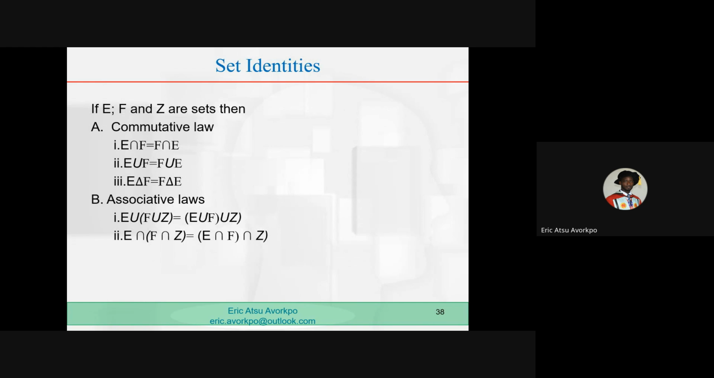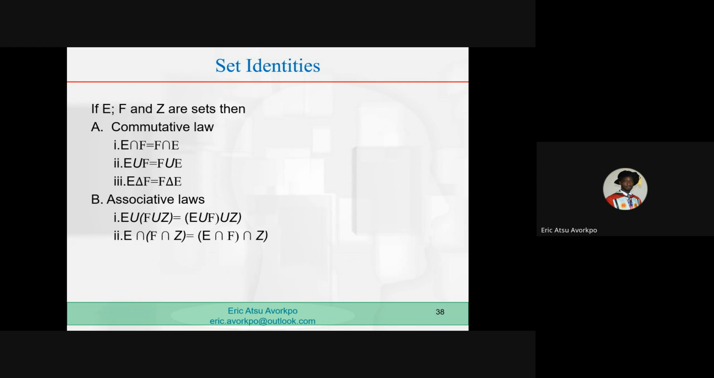Then there is the commutative law of sets, right? If I say E intersection F is the same as F intersection E. If I say E union F is the same as F union E. If I say E delta F is the same as F delta E.